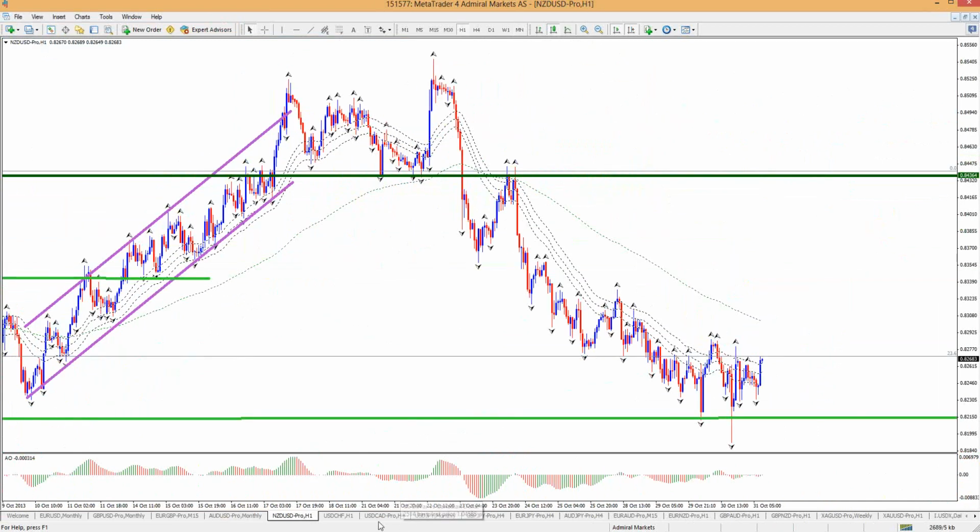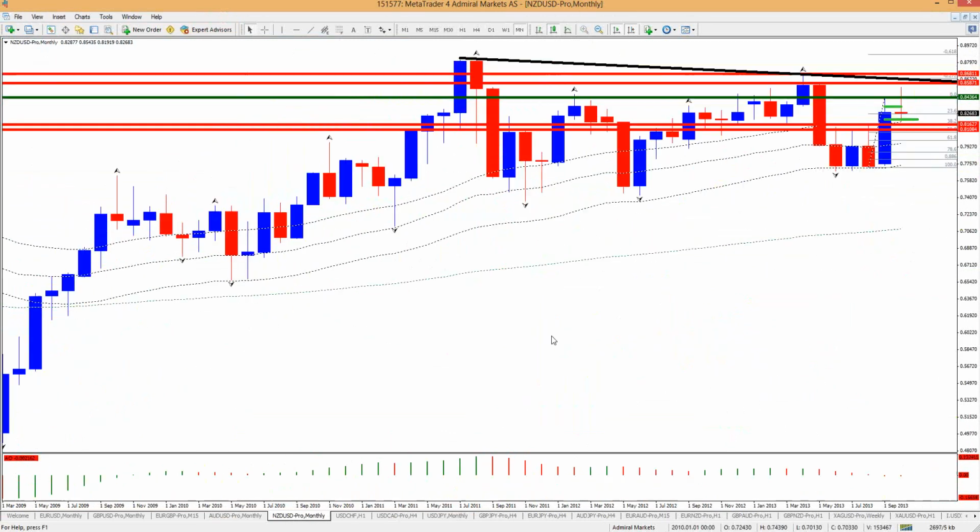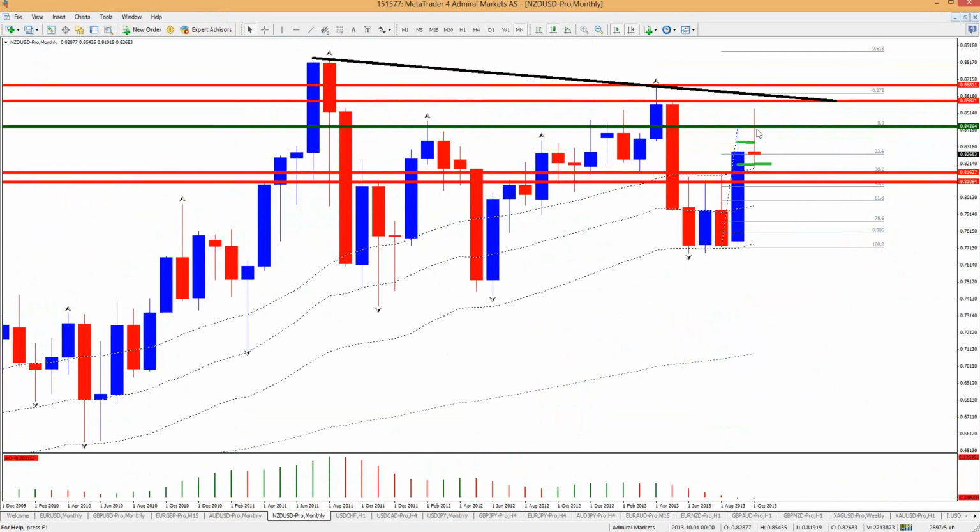So we can take a look at what else? Monthly chart of the dollar CAD maybe. That's a pretty big wick here. Oh, this is the Kiwi. That's a pretty big rejection wick there.